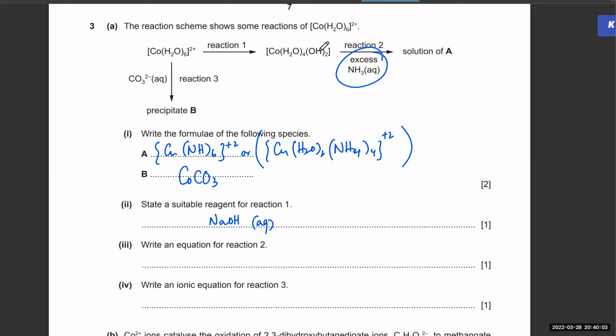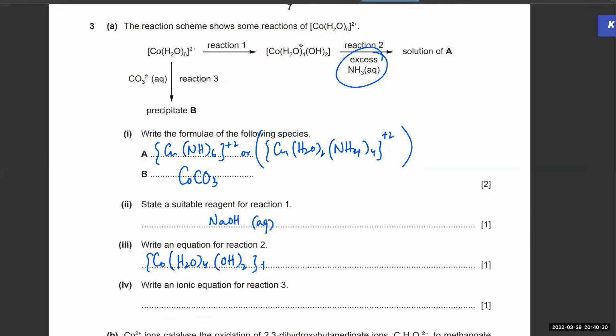Okay. So the water molecule is replaced by OH ions. Write an equation for reaction number 2. So you can do that. It's CO, H2O4, and OH twice.